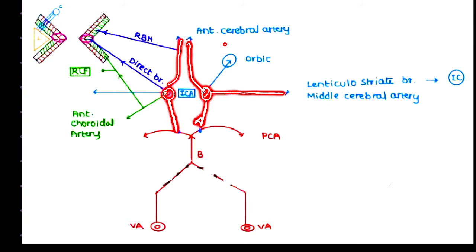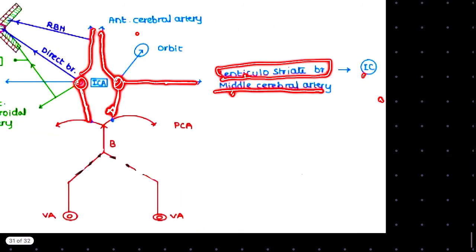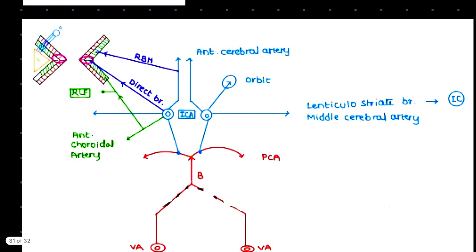Now right here you will see the middle cerebral artery. I mentioned that in the middle cerebral artery there is a branch, the lenticulostriate branch, and this lenticulostriate branch is supplying the internal capsule. Specifically, it is supplying the dorsal part, the upper dorsal part.